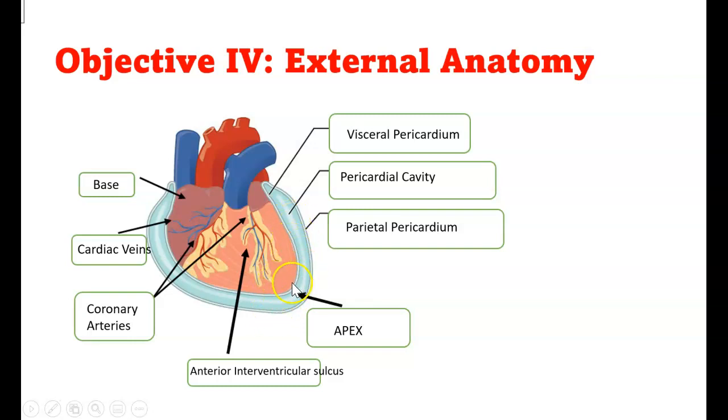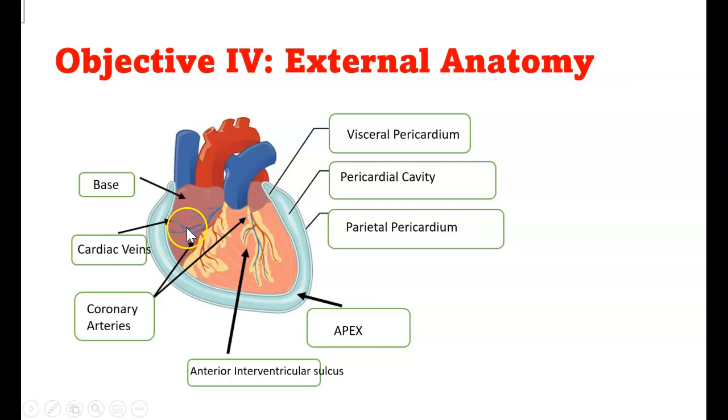Like I mentioned earlier, the very tip of the heart is called the apex, and the top part of the heart, the broad part, is called the base. Oftentimes students get confused about that because when we think of base, we think of bottom, but in the heart, the base is the top wide part, and the apex is the pointed part that notches into that left lung.